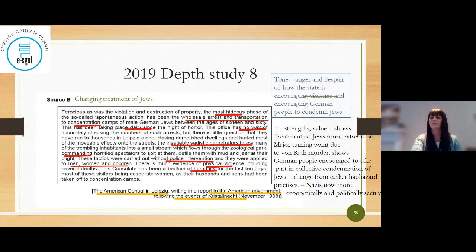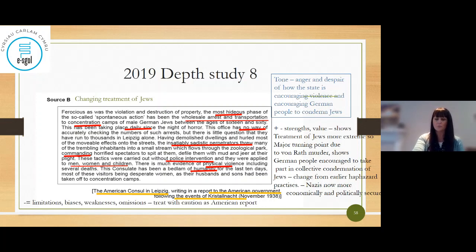So it's showing German people that they're being encouraged almost to take part in this collective condemnation of Jews. And it's a change from earlier haphazard practices. Now the Nazis are a lot more economically and politically secure. It's 1938, and they are being more extreme in their treatment of the Jewish people.